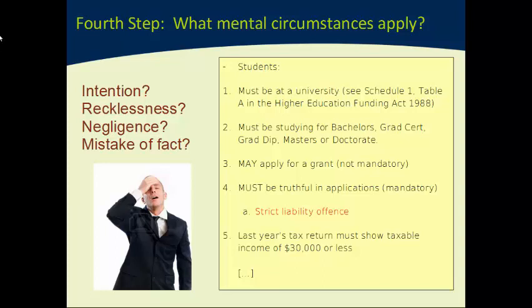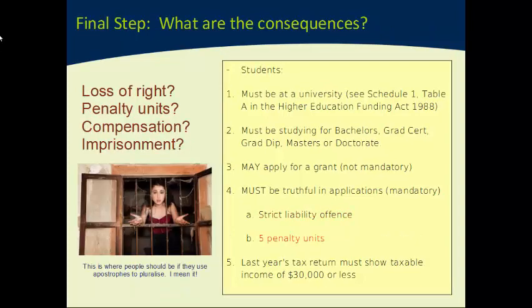Finally, wherever we're imposing an obligation or a prohibition, we need to think about what the consequences should be if the person does not comply with that obligation, or if the person does not keep themselves within the prohibition. There are a number of different types of consequences we can impose. One type of consequence might simply be the loss of a right. So it might be that a student who was not truthful in their application would not have the right to get a grant, even if it turned out that they were otherwise entitled.